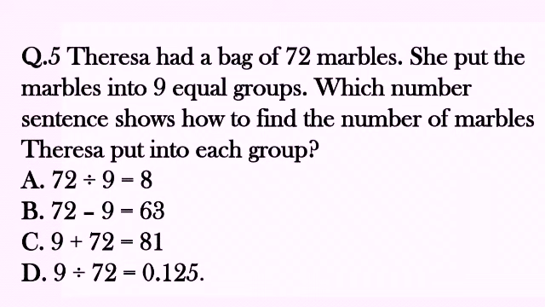Option A, 72 divided by 9 equals 8. Option B, 72 minus 9 equals 63. Option C, 9 plus 72 equals 81. And option D, 9 divided by 72 equals 0.125. So which one will be correct? So you have to give the answer.